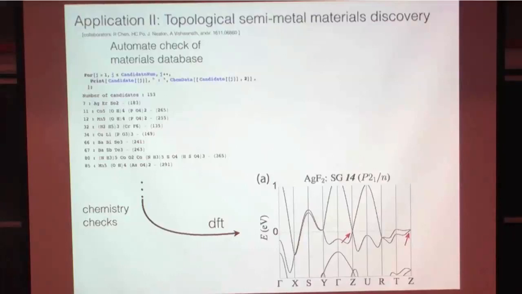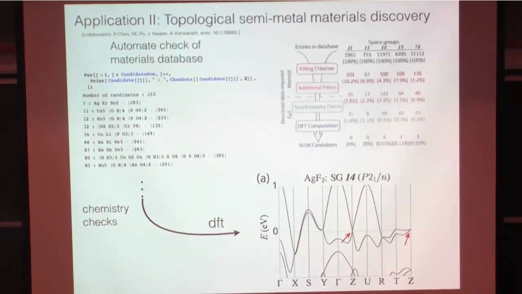And then from that, you'd want to then do DFT on the material to see if the Dirac points are somewhere near the Fermi surface. So he's carried this out for 4 of the space groups. And I think it's kind of interesting to see how well this filling criteria works.